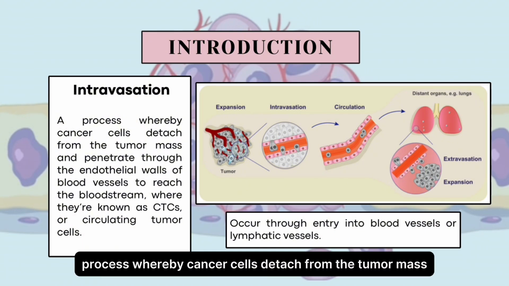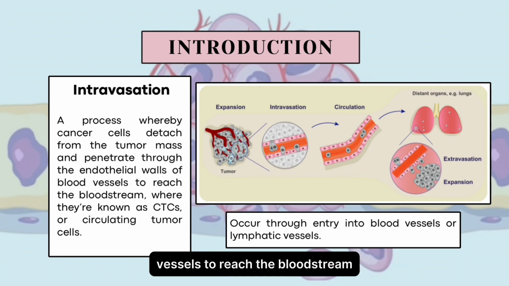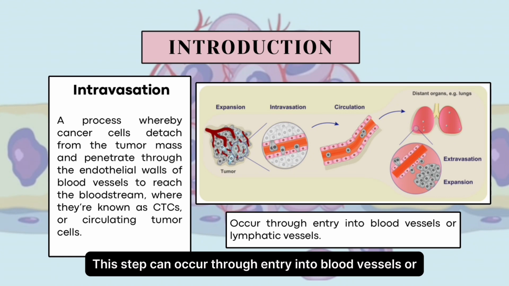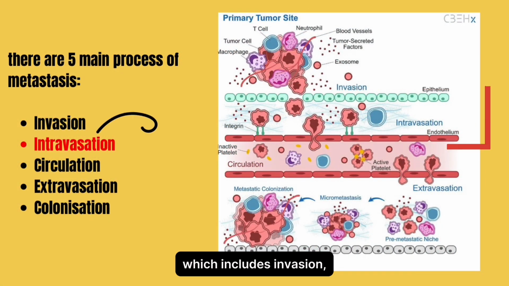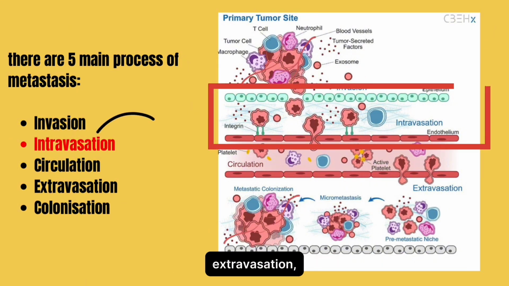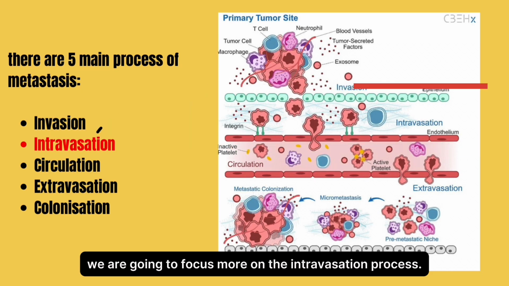Intravasation is a process whereby cancer cells detach from the tumor mass and penetrate through the endothelial walls of blood vessels to reach the bloodstream, where they're known as CTCs or circulating tumor cells. This step can occur through entry into blood vessels or lymphatic vessels. Next, there are 5 main processes of metastasis, which includes invasion, intravasation, circulation, extravasation, and colonization. However, we are going to focus more on the intravasation process.